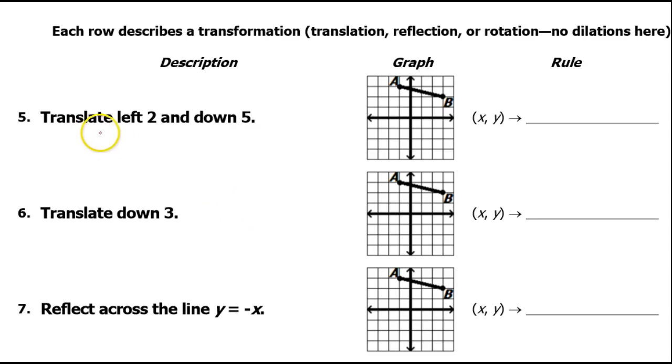For problem number 5, we need to translate left 2 and down 5. So again, it's probably easiest just to do that right on the graph. So I'm going to go left 2 and then down 5. So that would be here. And same thing with B. Left 2, down 5 would be here. So this will be my A prime, B prime.